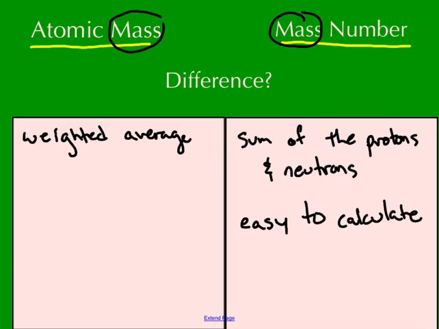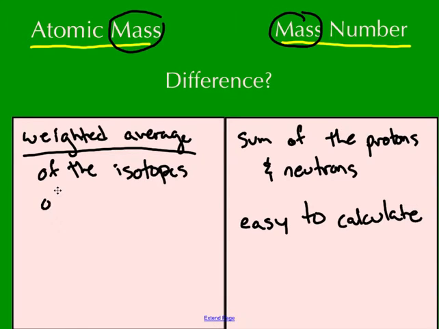So that's kind of what happens with this atomic mass. So now we can get back to our discussion here. So with atomic mass, it's a weighted average of the isotopes. And we haven't talked about isotopes yet. So it's the weighted average of the isotopes of an atom.